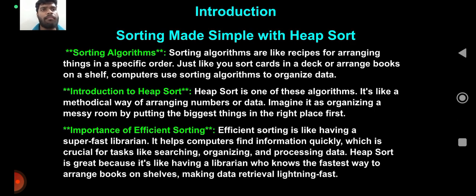Sorting made simple with heap sort. Sorting algorithms are like recipes for arranging things in a specific order. Just like you sort cards in a deck or arrange books on a shelf, a computer uses sorting algorithms to organize data. A sorting algorithm is a set of instructions to perform a task, the same as a recipe, which gives the steps to perform a task. If you want to prepare a dish, you need a recipe, right? The same thing, if you want to perform a task, we need algorithms.